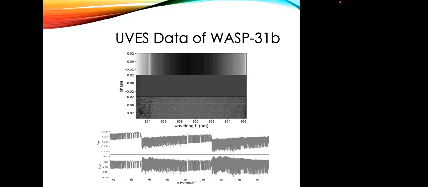We don't like the band head around 764 nanometers because that is contaminated with oxygen. We like the one around 860 because it is not contaminated with oxygen tellurics. And we got 2 transits of that.